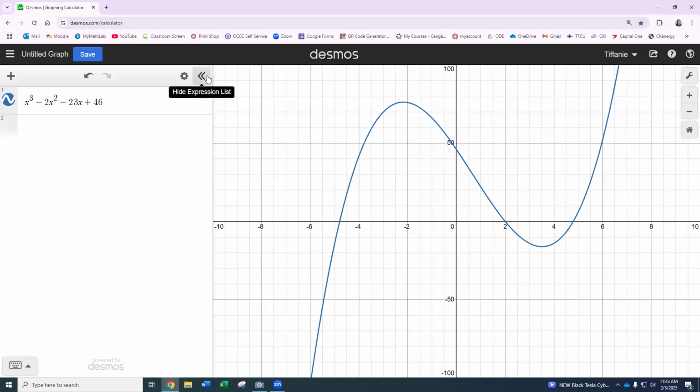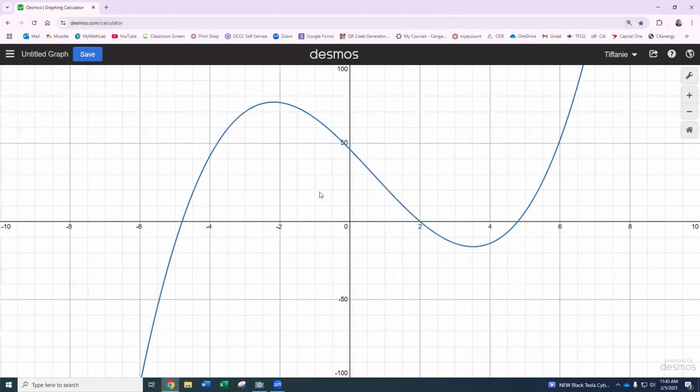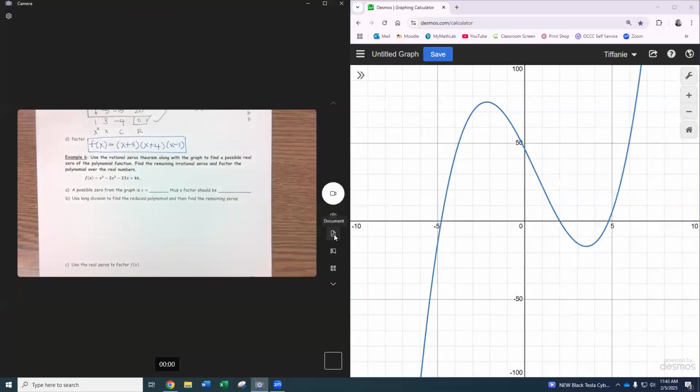I'm gonna go ahead and just slide this over so this graph gets bigger. And I'm gonna go split screen real quick. Okay, so it wants to know a possible 0 from the graph is blank, thus should be factored. Thus, a factor should be what?